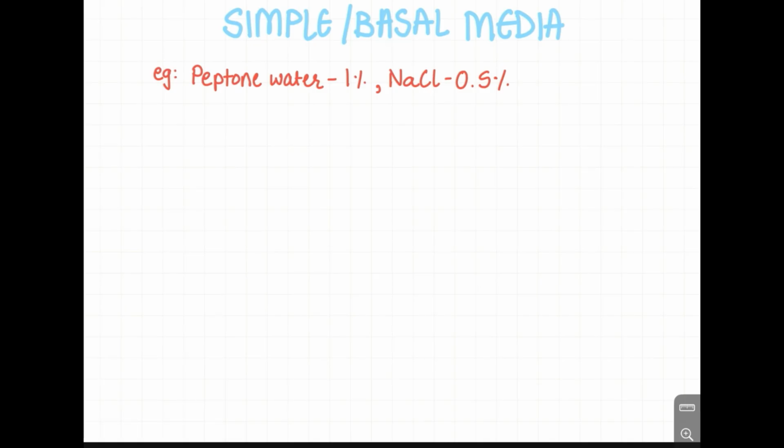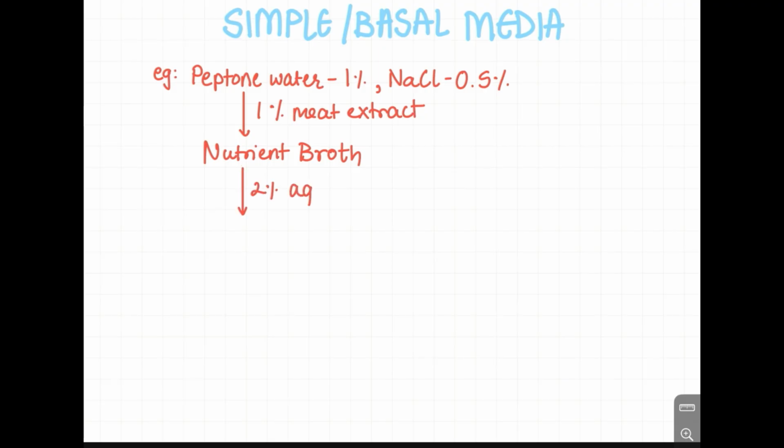So let's start with simple or basal media. It only allows the growth of non-fastidious organisms. Examples are peptone water and salt, NaCl 0.5%. Peptone water can be 1%. Now if we add 1% meat extract, it will become nutrient broth. Now to this nutrient broth, if we add 2% agar, it will be nutrient agar.